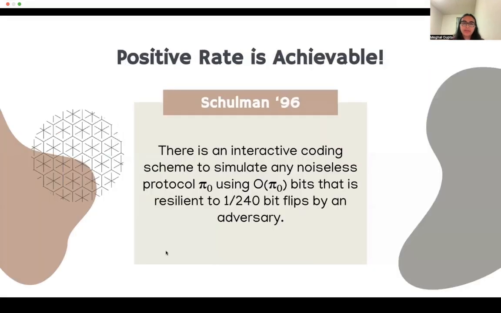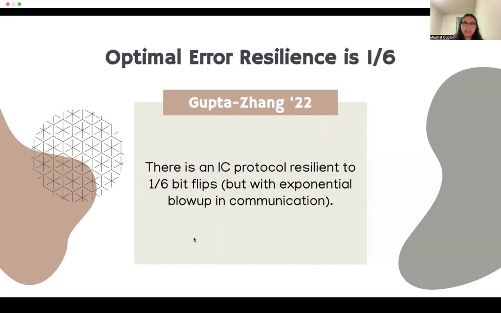So the seminal result of Schulman in '96 said that there is an interactive coding scheme that simulates any noiseless protocol pi naught, and it uses O of |pi naught| bits of communication. And it is resilient to a really small but constant fraction of bits flipped by an adversary.